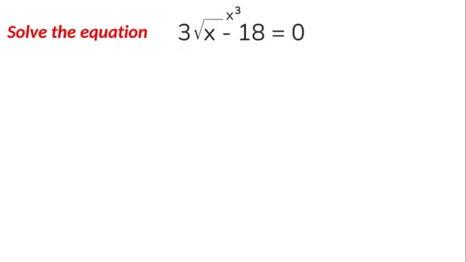3 multiplied by the square root of x all to the power of x cubed minus 18 is equal to 0. So maybe pause the video, give it a try and let me know how you get on.